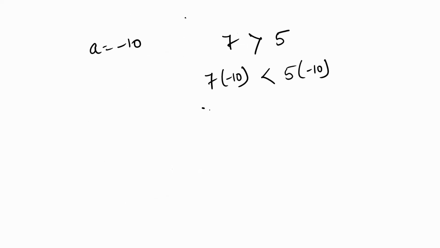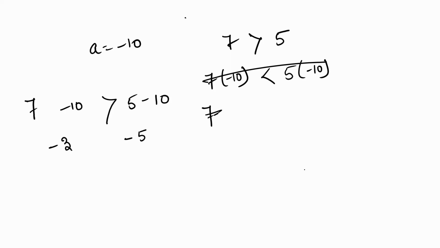But first, there is a point we have not seen. Suppose a is minus 10. The number is 7 and the number is 5, so 7 is greater than 5. Now we are subtracting 10 from both, not multiplying. Then 7 minus 10 is minus 3, and 5 minus 10 is minus 5. Which is greater? Minus 3 is greater, so it still holds true.